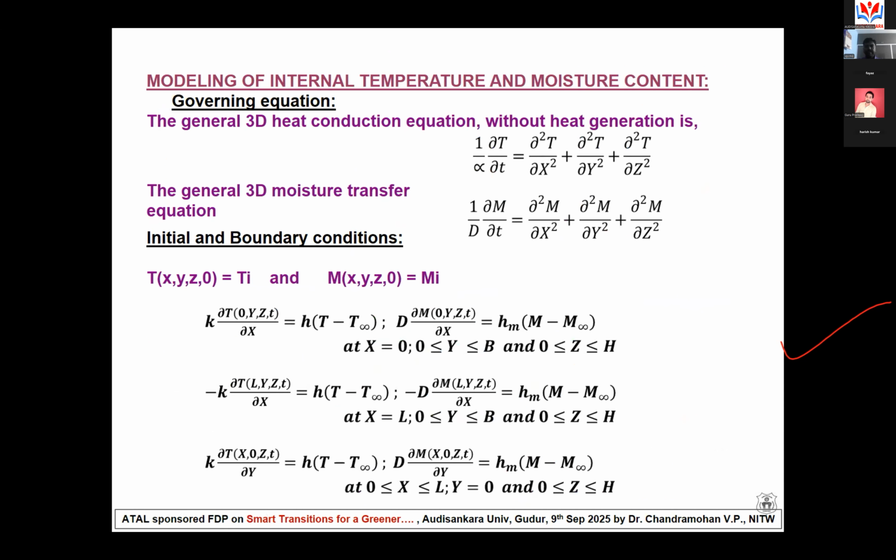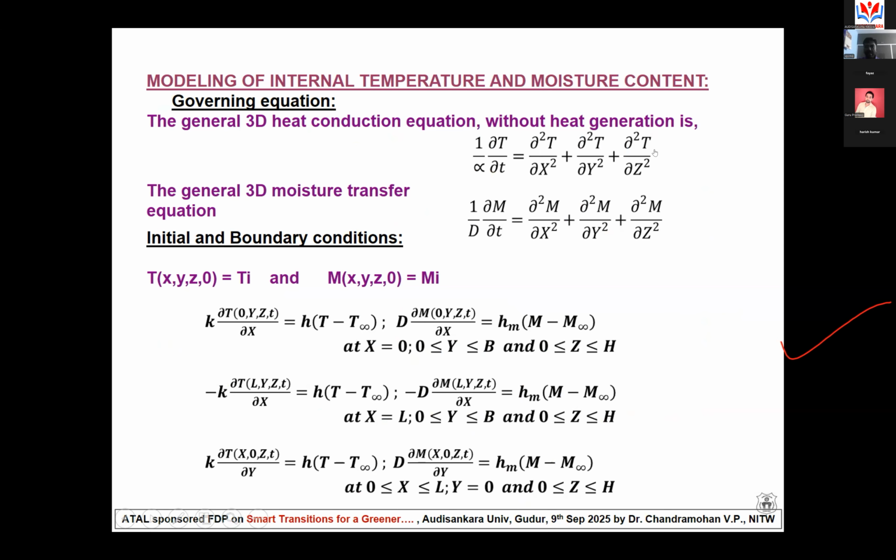Now the mathematical modeling, how it was done, is mentioned here. We solved the heat transfer equations because it's a three-dimensional problem. Therefore, we have taken three-dimensional heat transfer equations and three-dimensional mass transfer equations. These two equations must be solved simultaneously because this D is a function of temperature. That means let us assume this is equation number 1, this is equation number 2. This D, the D which is situated in equation number 2, is a function of equation number 1.